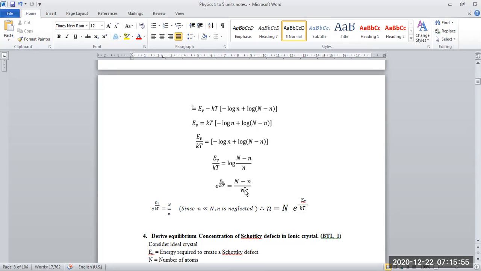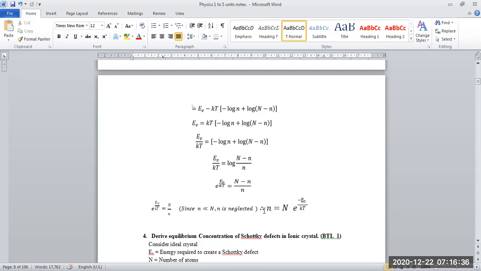The small n goes to the left hand side, and e to the power of EV by KT comes to the denominator. So small n is equal to capital N into e to the power of EV by KT in the denominator. When you bring it to the numerator, automatically e to the power of minus EV by KT will come. So small n is equal to capital N into e to the power of minus EV by KT. This is the number of Schottky defect atoms present in the metal, the defective atoms which are there in the metals.